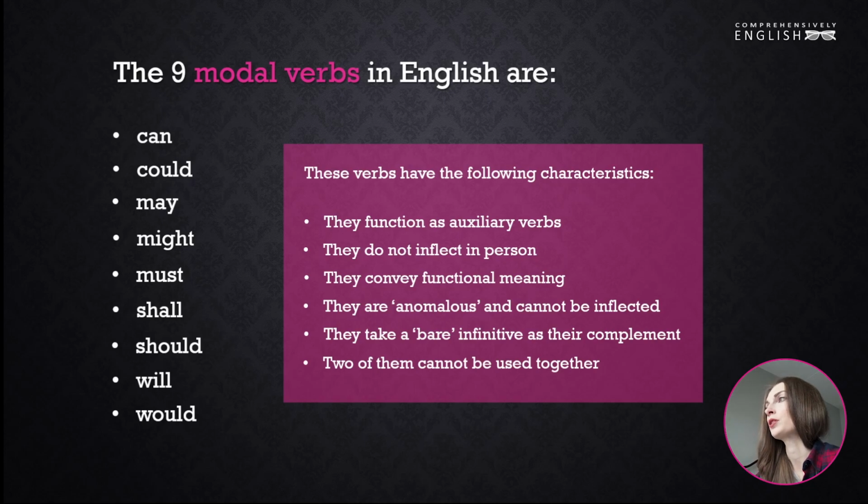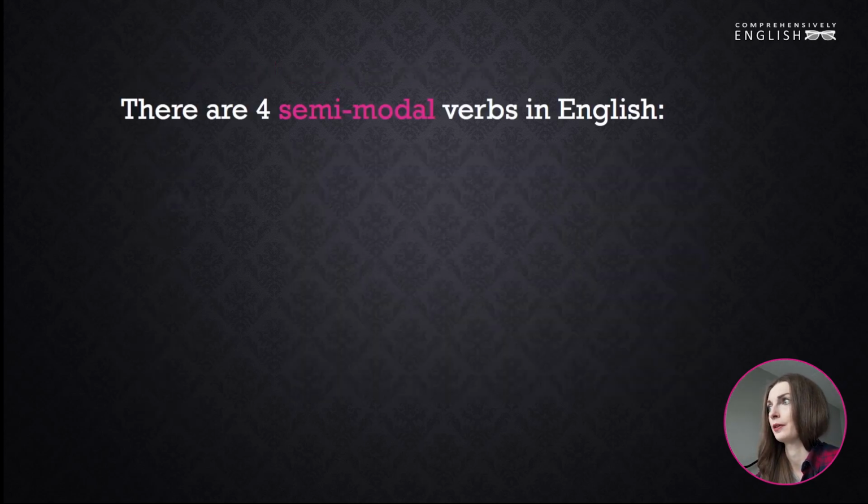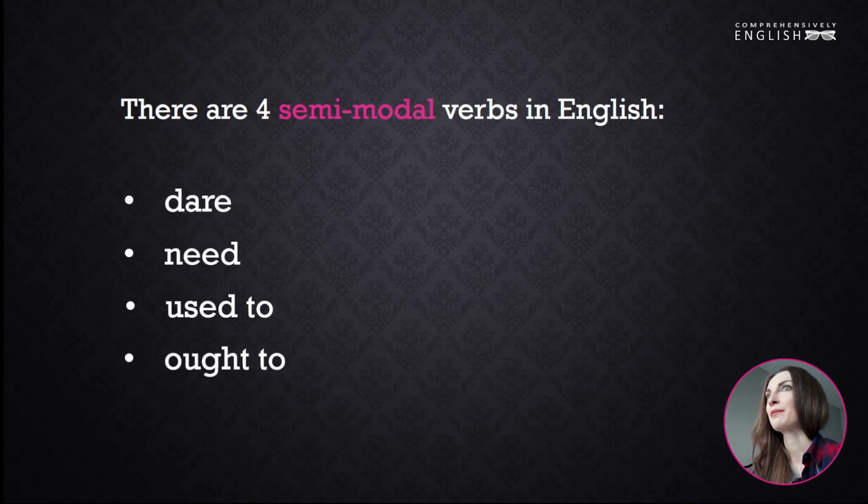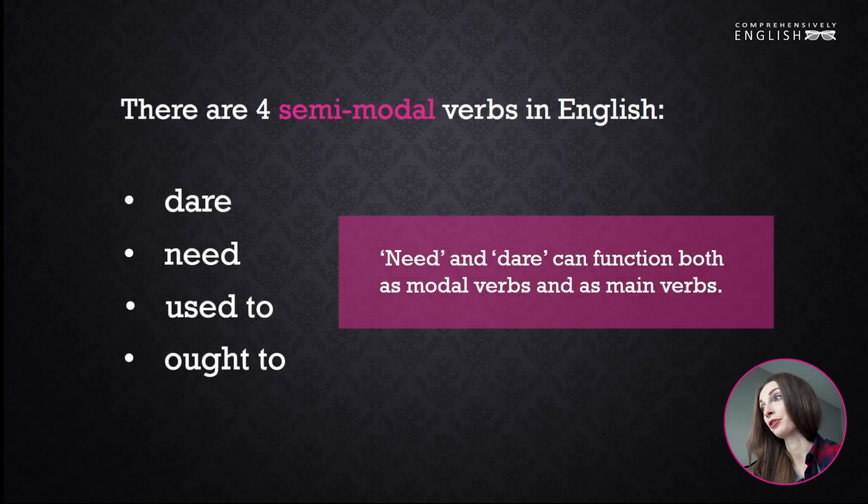Now let's look at what semi-modal verbs are. There are 4 semi-modal verbs in English. They are dare, need, used to, and ought to. Semi-modal verbs sometimes behave like main verbs and sometimes like modal verbs, or they might have other peculiarities in the way they behave in a sentence. Dare and need do function both as modal verbs and as main verbs. We'll see that in several minutes.